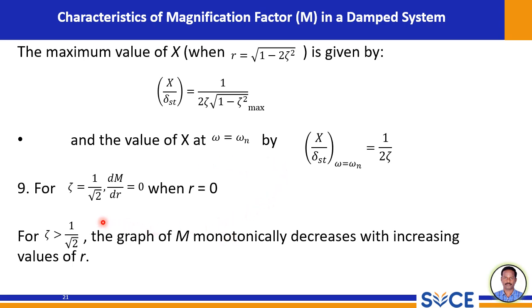The slope of the magnification factor curve is 0. In other words, the curve is flat at the origin. For a damping ratio greater than 1 by root 2, there is no peak in the curve. Then what is the meaning? The magnification factor monotonically decreases with increasing values of R.